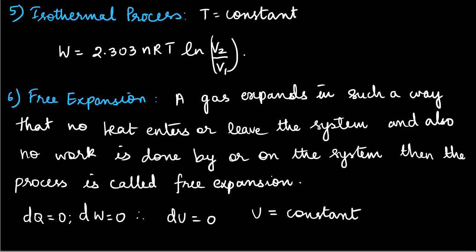Okay, so when heat is constant, Q is constant, then dQ will be 0. When work done is constant, dW will be 0. Therefore, from the first law, you can say that dU is equal to 0. So dU is equal to 0 says that U is equal to constant, which means U is path independent, right? So when U is constant, you can say that the initial state and the final state will have the same internal energy.